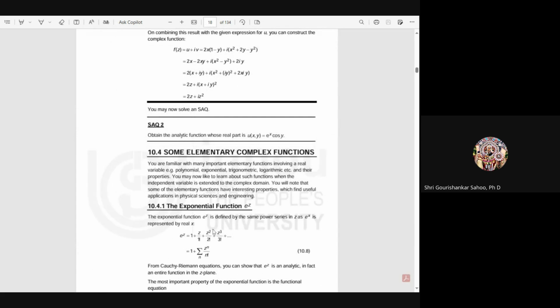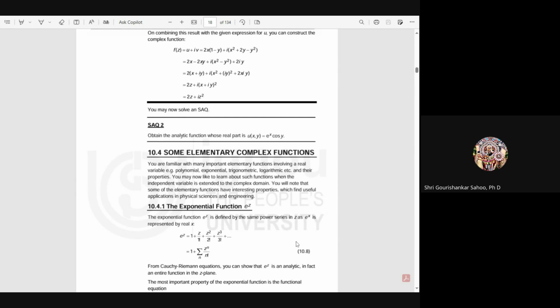Then SAQ: obtain the analytic function whose real part is e to the power x cos y. So your u is equal to e to the power x cos y. Then you can have del u by del x, which is nothing but del v by del y. So del v by del y is equal to e to the power x cos y. From that you can have v by integrating e to the power x cos y dy. And if you have u and v, you can have the function u plus iv.